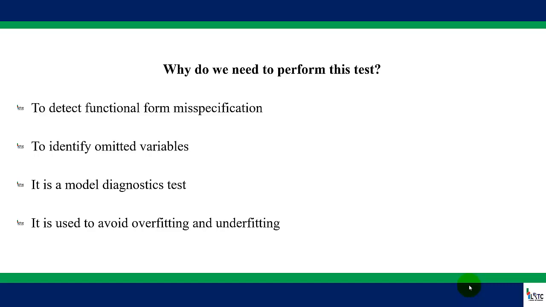Another point is that it enables you to identify omitted variables, which is very clear. For instance, if you start your estimation with two independent variables and you conduct this particular test and you notice that there is an error, in other words, the test shows that the model is not well specified, you may need to add one more variable to make it three independent variables.